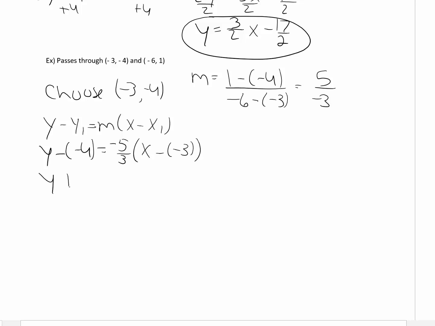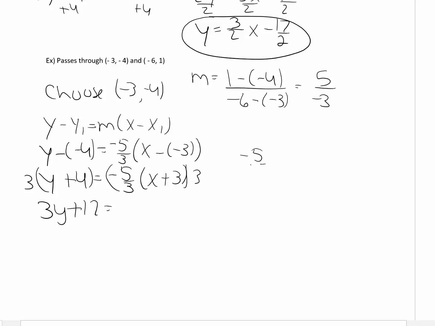Okay, this step now, I'm going to multiply both sides by 3 to get rid of this fraction here. So remember, I'm going to take the 3 and multiply by negative 5/3. The 3's divide out, that's negative 5. Still leave x plus 3 alone.